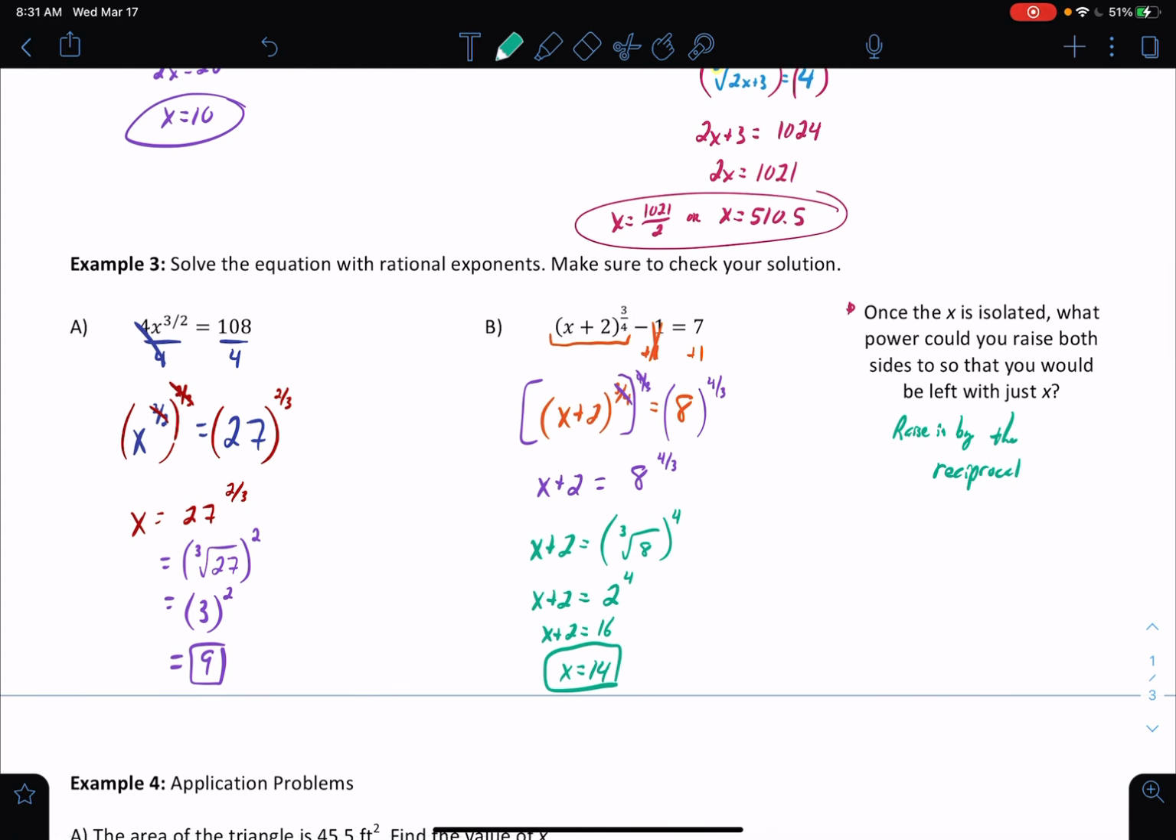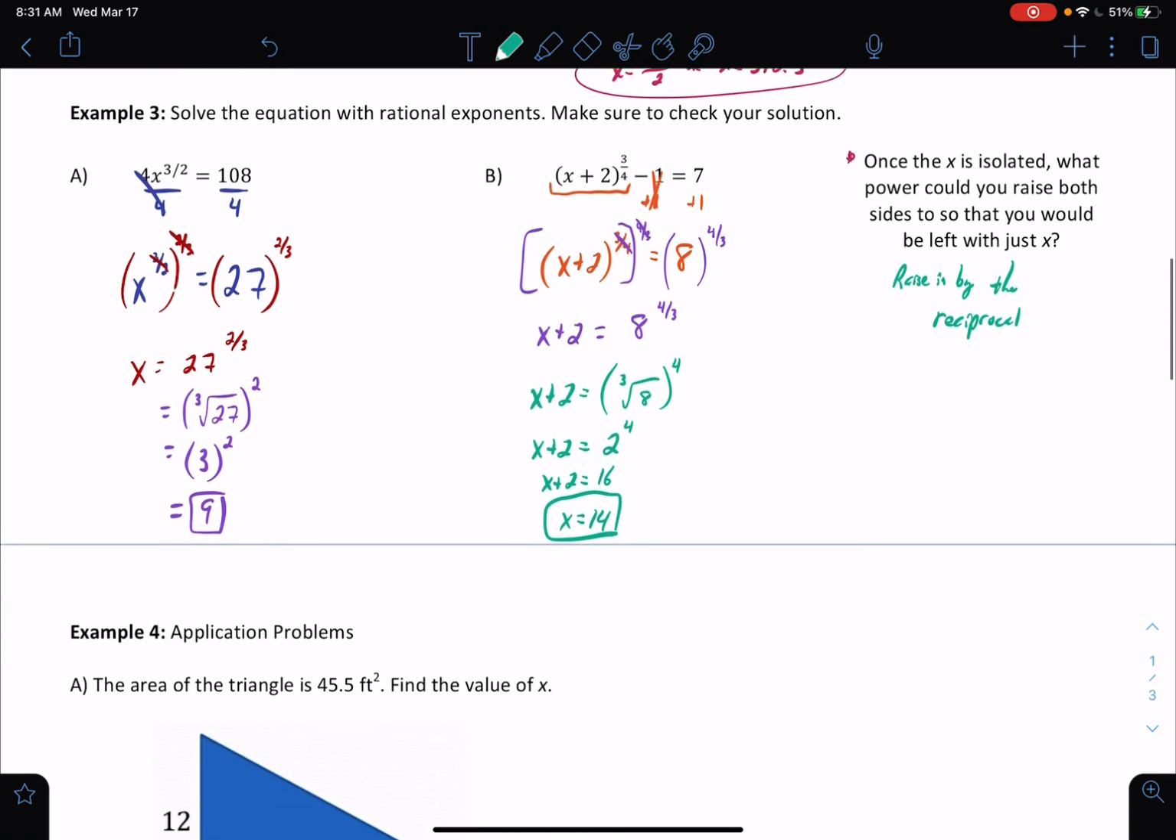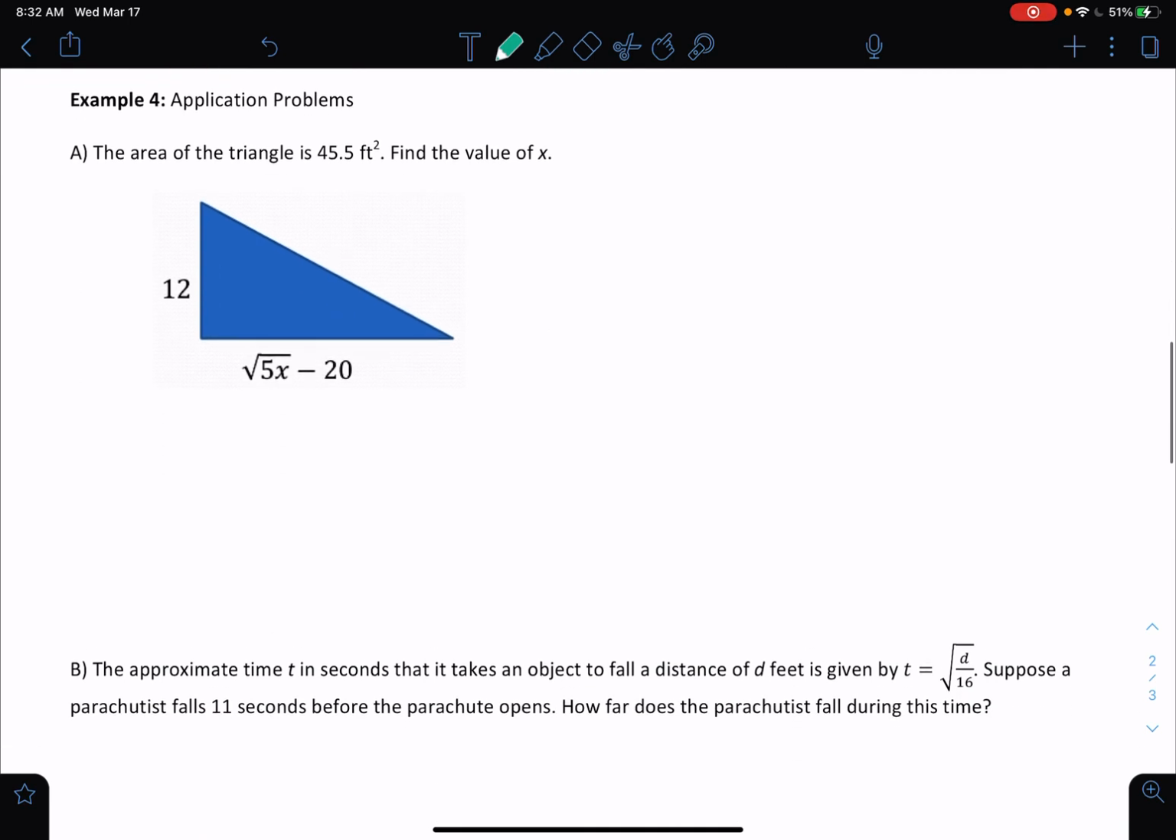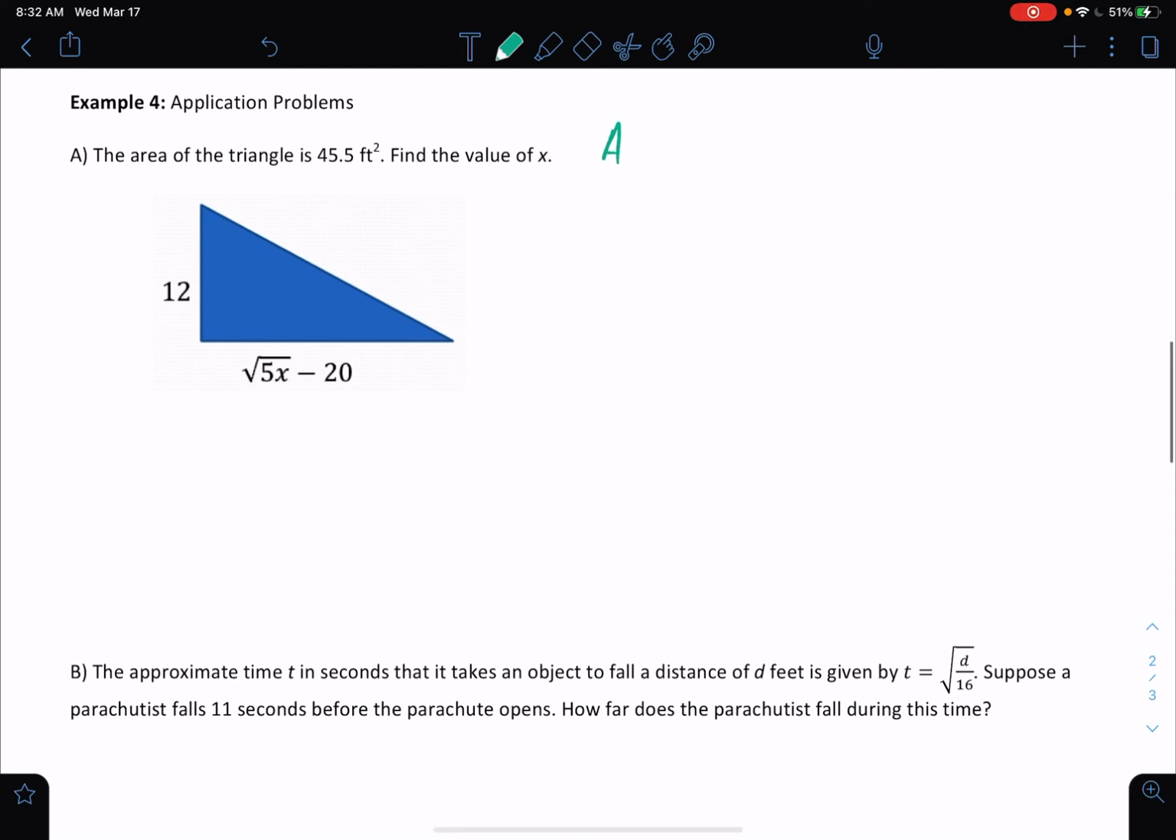All right, so the last part for this video is some application problems, very similar to what you can expect to see on a quiz or a test. All right, so we got the area of a triangle. Well, the area formula of a triangle is base times height divided by 2. All right, so the area of a triangle is 45.5 feet squared. Find the value of x.